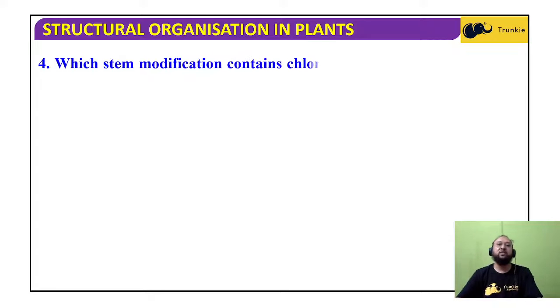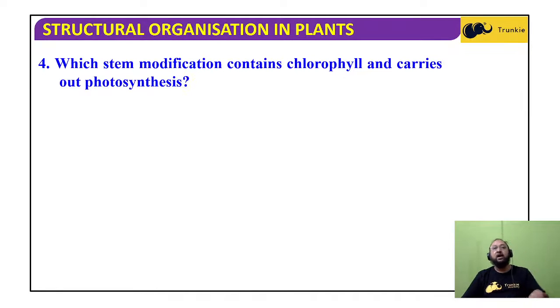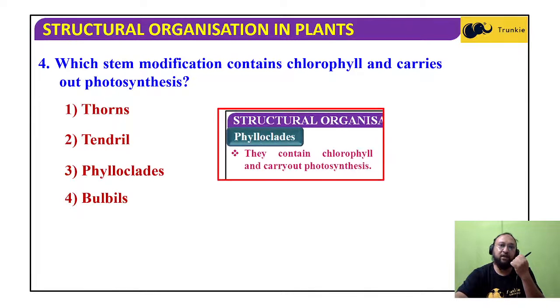Which stem modification contains chlorophyll and carries out photosynthesis? This is very simple and it's important for the exam. Is it the thorn, the tendril, the phylloclade, or bulbous? It's a phylloclade. Because these are fleshy, and the leaves are the actual organs which contain stomata, and they carry out transpiration and photosynthesis. But transpiration would be harmful and not economical for the plant, because the plant needs to conserve water, as these grow in arid regions in dry conditions.